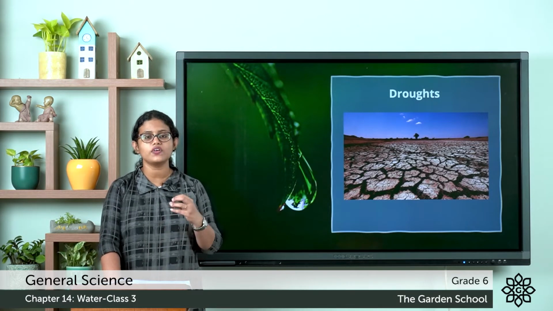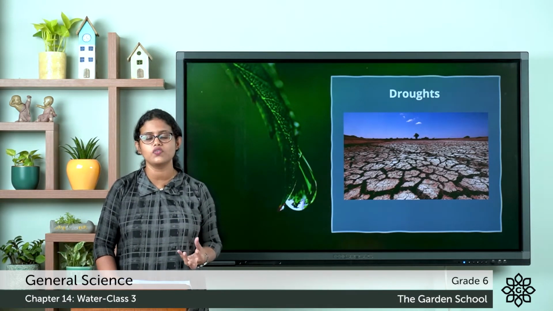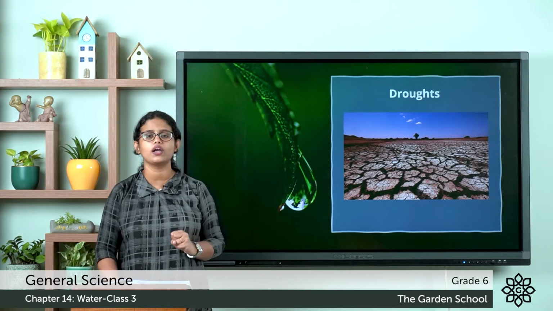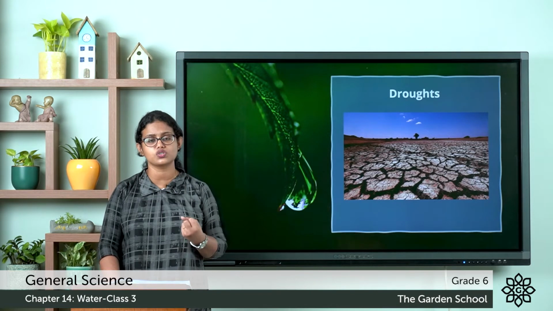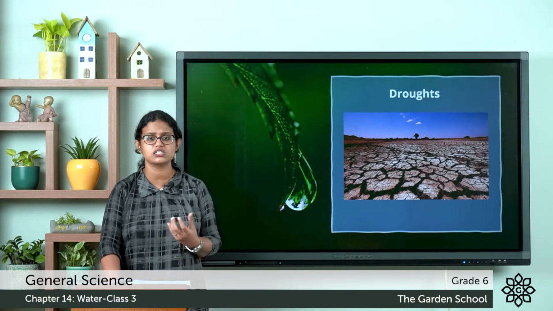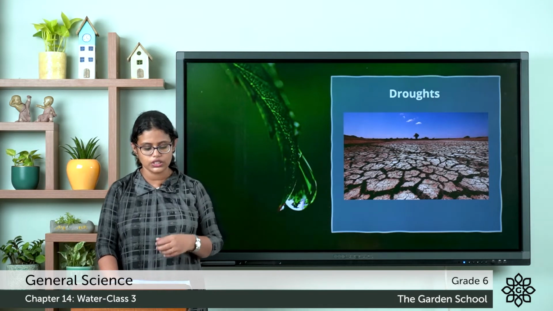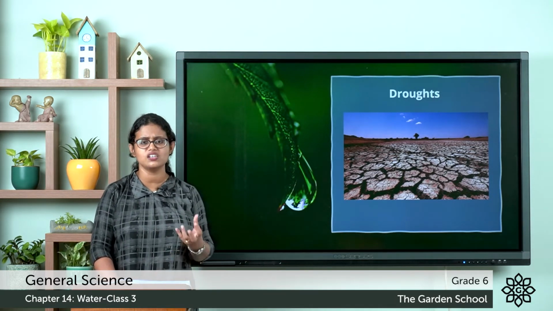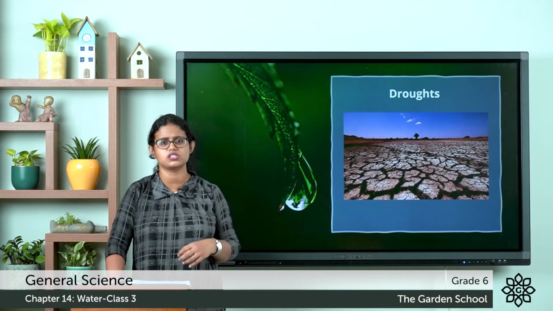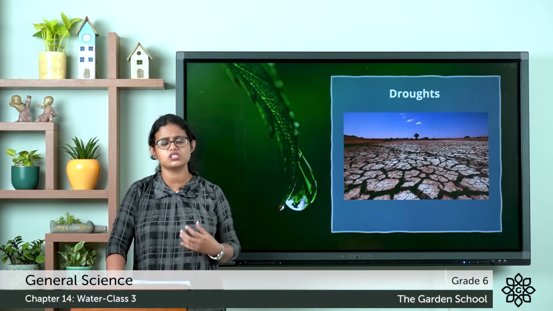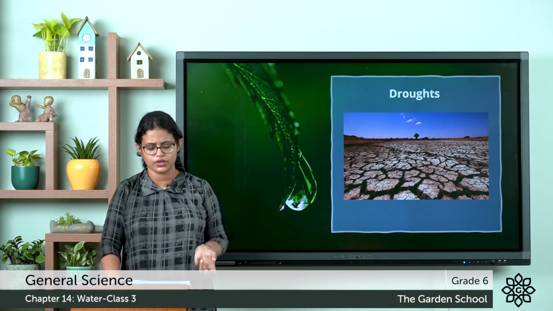The next is that if a region does not receive adequate rain for successive years, we call it drought. So what is it? If the region does not receive rainfall for successive years, that is called drought. So the wells, ponds, rivers and lakes get dried up. So when there is no rain, what happens? The wells, the rivers, ponds get dried up, that is, the water gets evaporated.